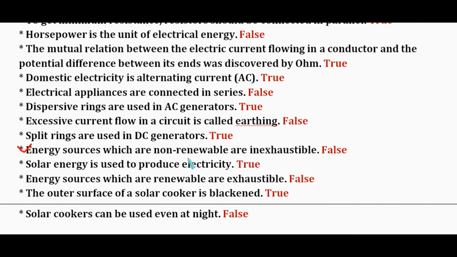Next is energy sources which are non-renewable are inexhaustible. False. Solar energy is used to produce electricity. True. Energy sources which are renewable are inexhaustible. False. The outer surface of a solar cooker is blackened. True. Solar cookers can be used even at night. False.